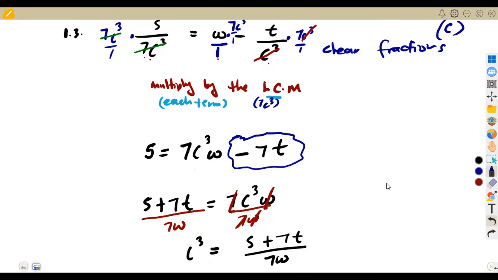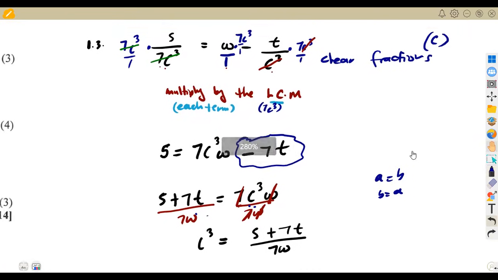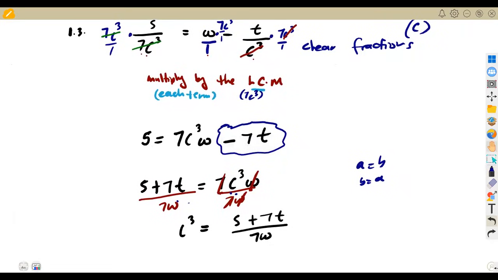Remember, if A is equal to B, it means B is equal to A. So these two are the same. I can even start with the c on the left-hand side. It's one and the same thing. We want to remain with c, and there we've got c to the exponent of 3. So how are we going to remove now the exponent of 3?